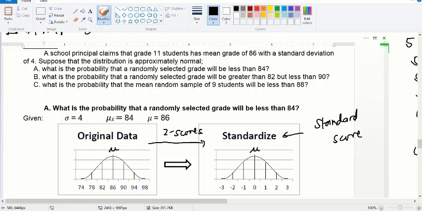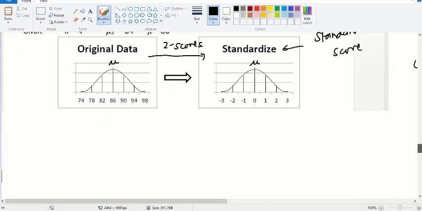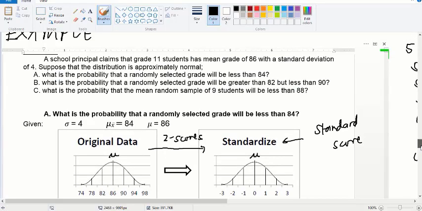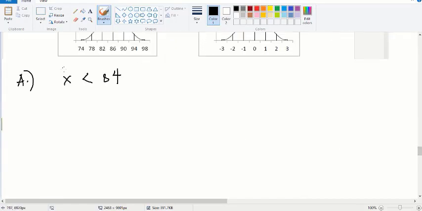Okay, so let's go with letter A. What is the probability that a randomly selected grade will be less than 84? Whatever grade we choose from all of the grade 11 students, what is the probability that it is less than 84? Am I right? I easily forget, guys. Okay, less than 84. This X is just a representation of whatever grade of a grade 11 student we get.